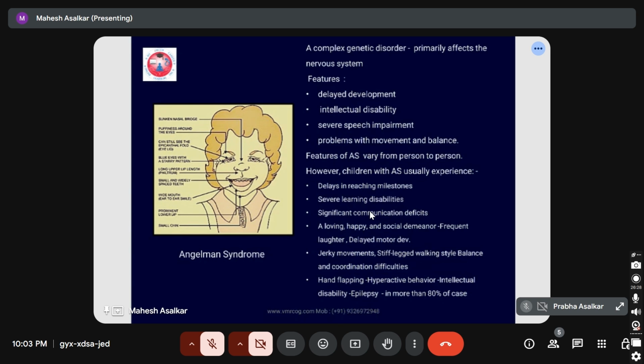You look at the picture. There is a sunken nasal bridge, puffiness around the eyes, you can still see the epicanthal fold, eyelid. Blue eyes with starry pattern, long upper lip length, so the philtrum is large. Small and widely spaced teeth. Ear to ear smile, this is also very typical of Angelman syndrome. You look for these particular specific words, that is ear to ear smile, or small and widely spaced teeth, prominent lower lip and small chin. These are the features of Angelman syndrome.